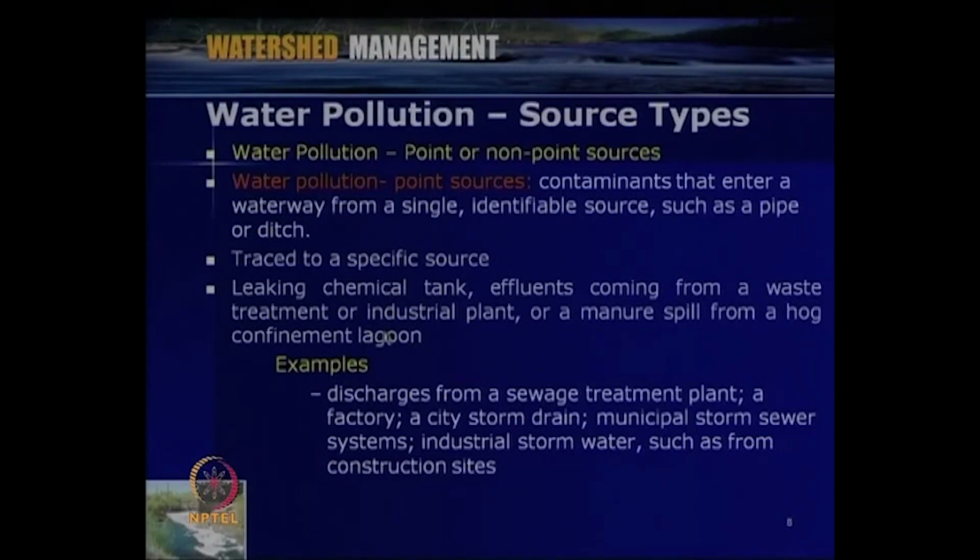So, there are a number of examples, like discharge from a sewage treatment plant, a factory, a city storm drain, municipal storm sewer systems, industrial storm water such as from construction sites, etc. So, there are a number of examples, and this point source is a major source of pollution, especially in urban areas.